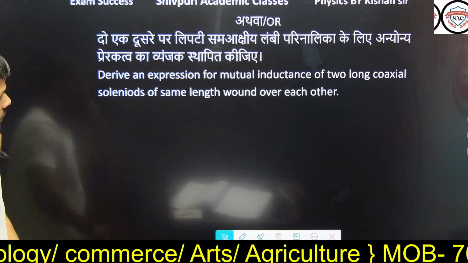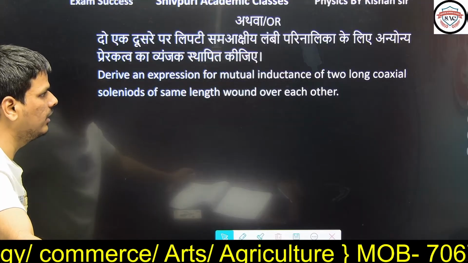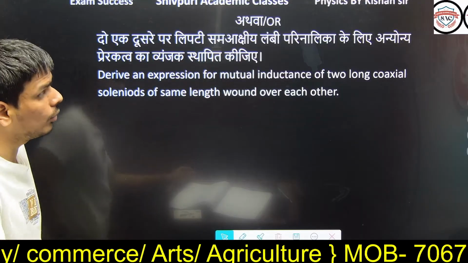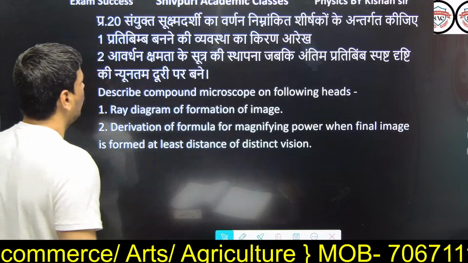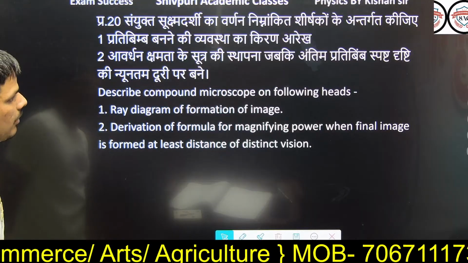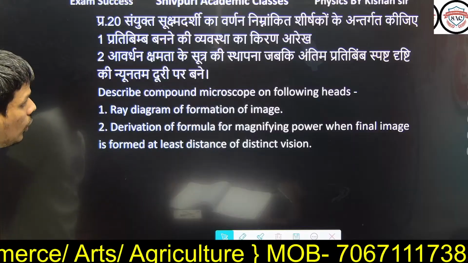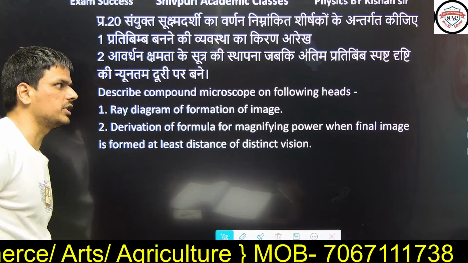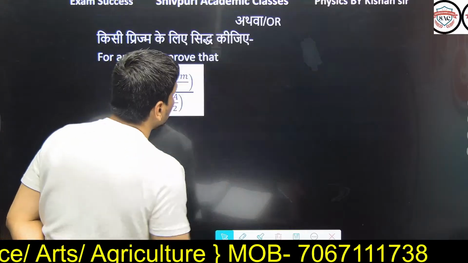Okay, the next question is: derive an expression for the mutual inductance of two long coaxial solenoids of the same length wound over each other. This is also a repeated question, so we are going to skip it. Now comes the next question, the last questions: describe a compound microscope under the following heads, the ray diagram of formation of image. This is also a repeated question. You could check out our previous video for the solutions to those questions.